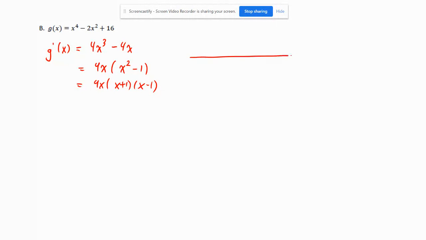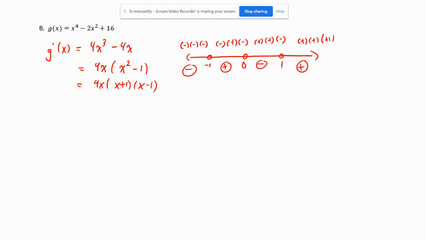Okay, on our number line, we're going to put negative 1, 0, 1. Let's test each interval over here. If I take negative 2 in this one, I get negative times a negative times a negative, which is negative in this region. Negative 0.5 would be positive, negative, which is positive in this region. Positive 0.5 will be positive, positive, negative. A number bigger than 1 gives positive, positive, positive, which is positive in this region here.